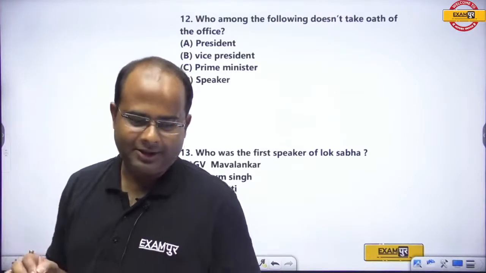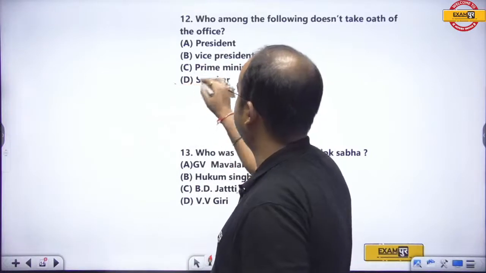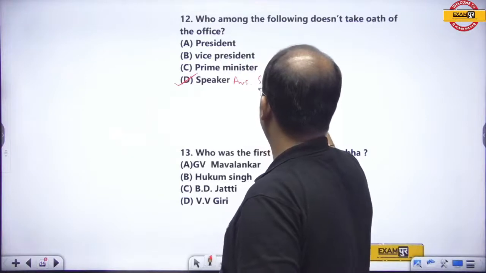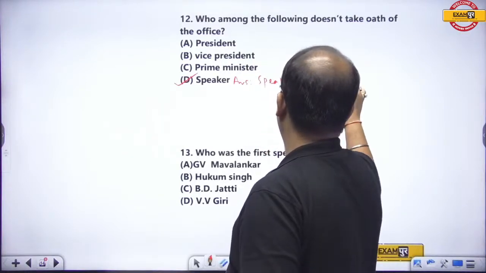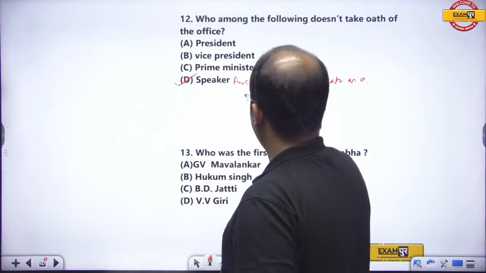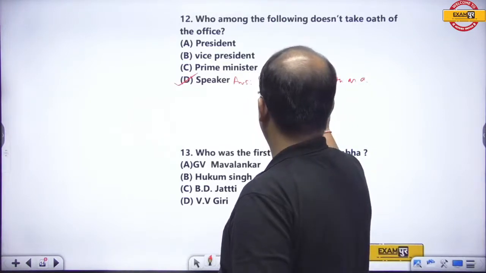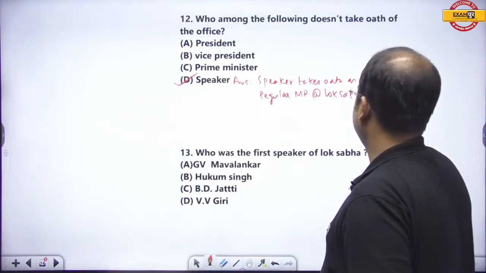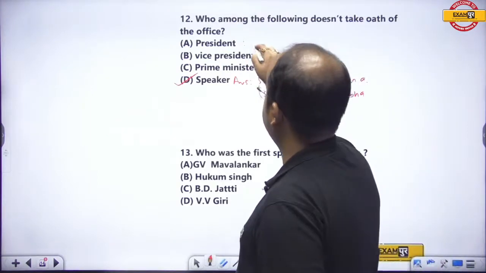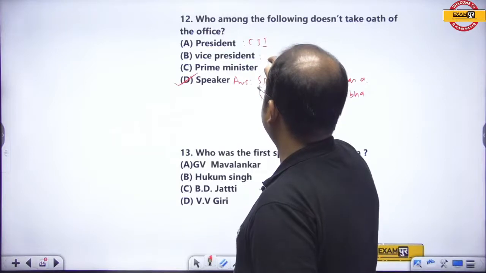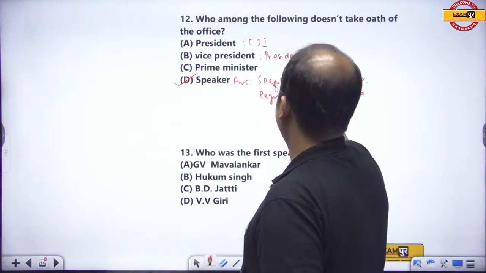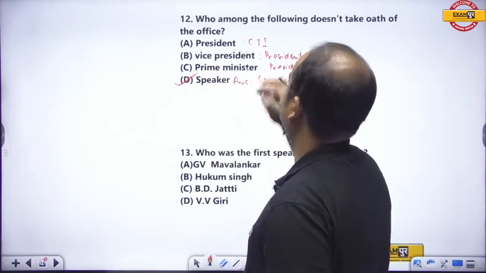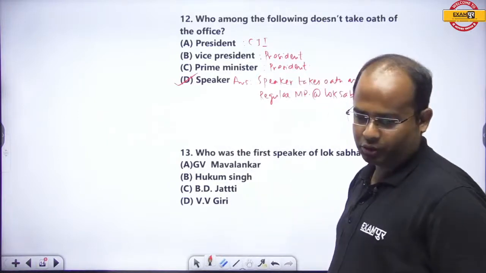Okay guys, who does not take the oath of the office? The oath of the office is not taken by the Speaker. The Speaker takes the oath as a regular MP of Lok Sabha. The President's oath is conducted by the Chief Justice of India. The Vice President's oath is conducted by the President. The Prime Minister's oath is also conducted by the President. So the Speaker does not take the oath of the office.